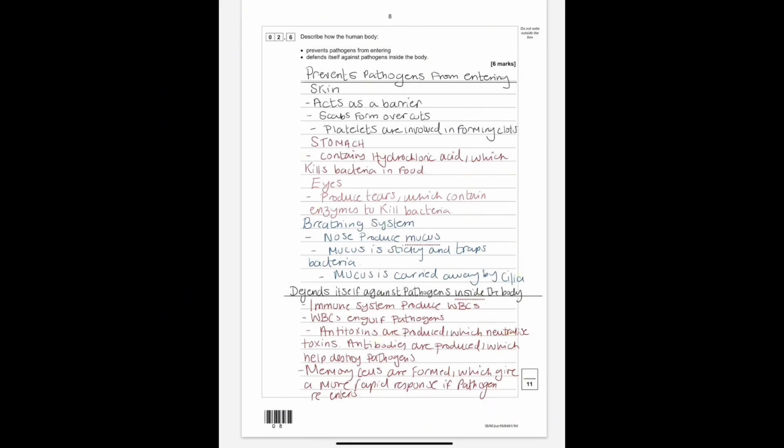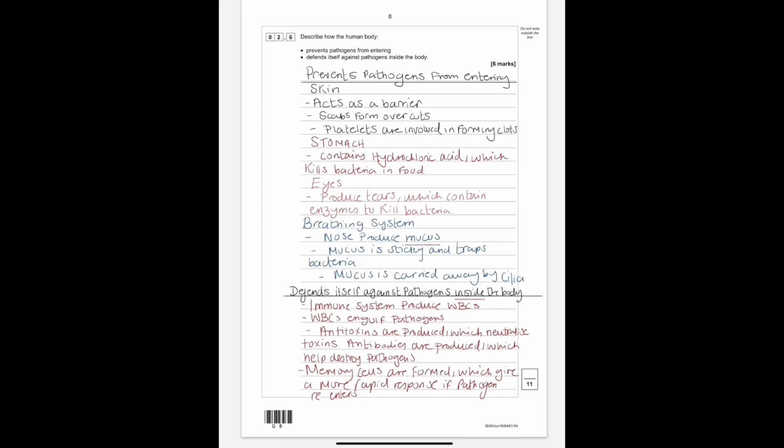So for prevents pathogens from entering, we can write down the skin, which acts as a barrier. Scabs form over cuts. Platelets are involved in forming clots. The stomach contains hydrochloric acid, which kills bacteria in our food before there is any contact with our blood. The eyes produce tears. Your tears contain enzymes to kill bacteria. In your breathing system, you can mention your nose. It produces mucus. Mucus is very sticky and it traps bacteria. Mucus is carried away by cilia, which are the tiny hairs.